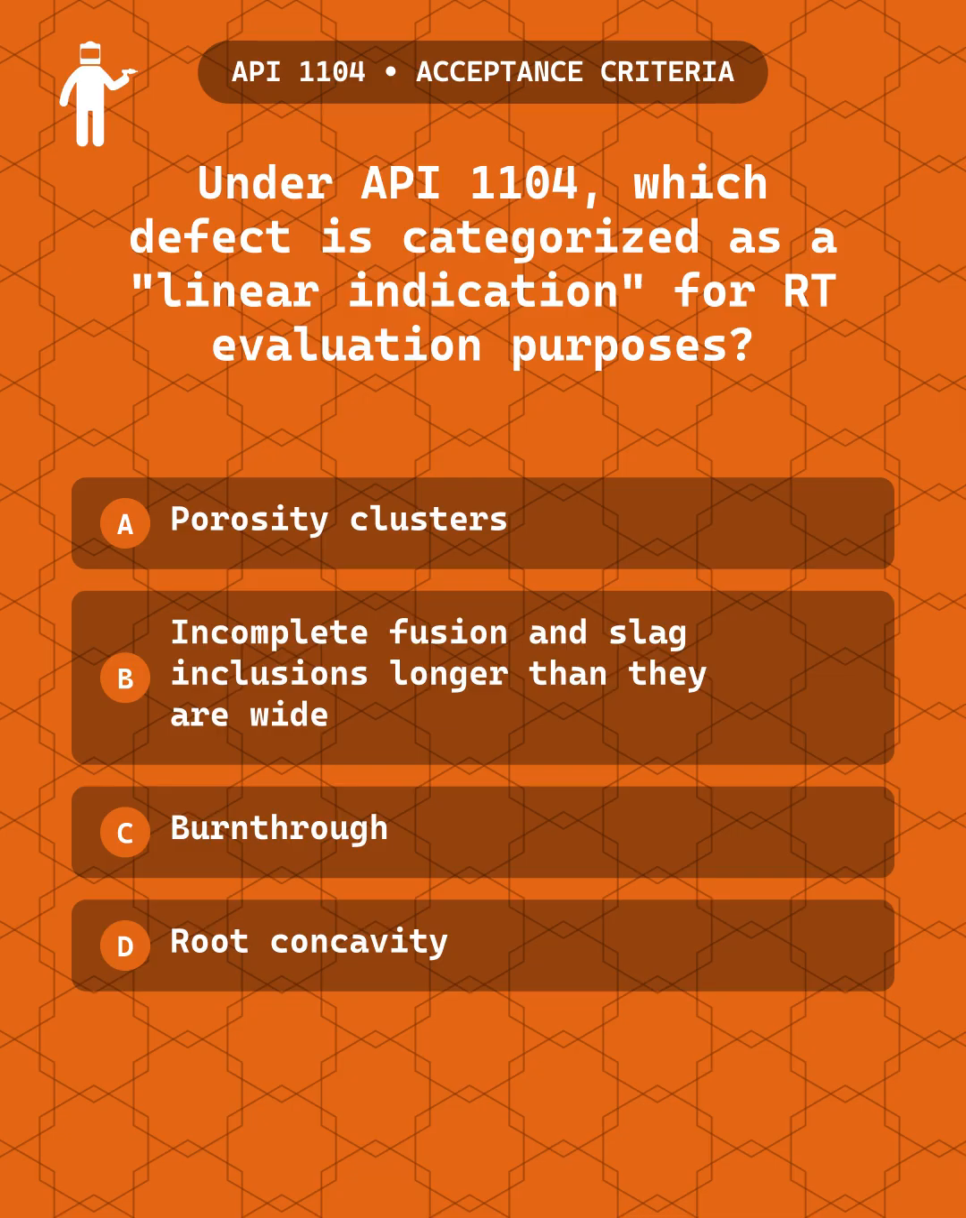Question 1. Under API 1104, which defect is categorized as a linear indication for RT evaluation? Is it A, porosity clusters, B, incomplete fusion and slag inclusions longer than they are wide, C, burn through, or D, root concavity?